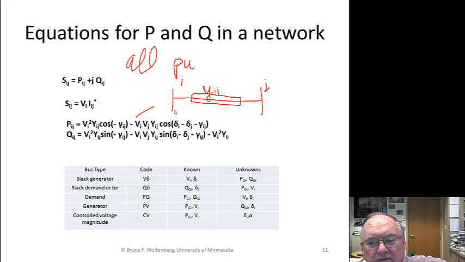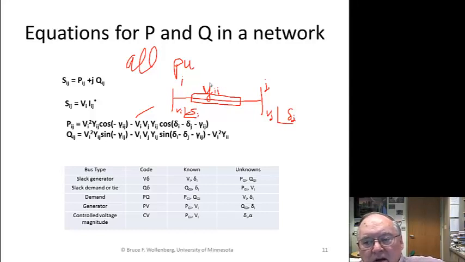Then over here I have a voltage VI, which is a complex number, and I have a VJ. First thing I have to do is calculate the PIJ, and this comes from using the current. You calculate the current. This really is VI magnitude at angle delta sub I. This is VJ at angle delta sub J.